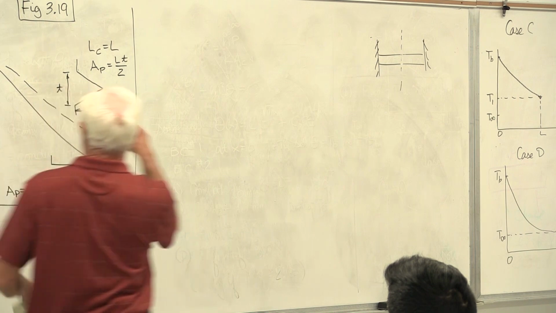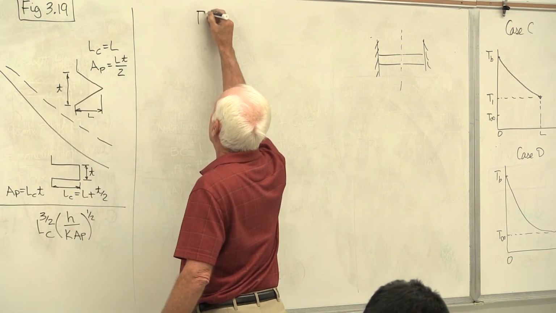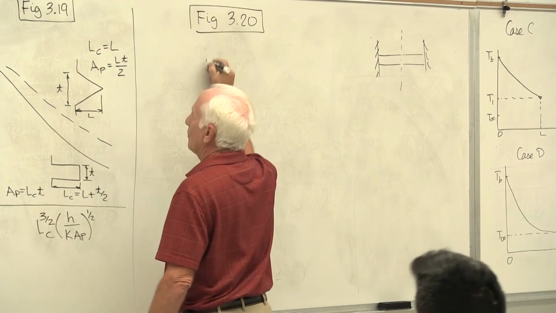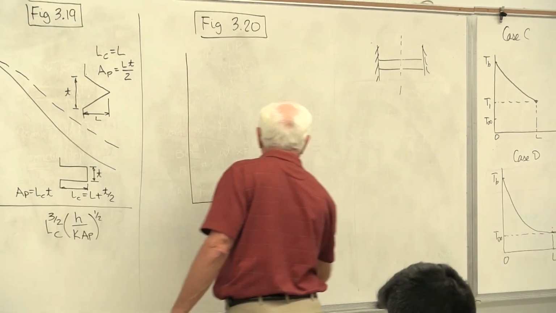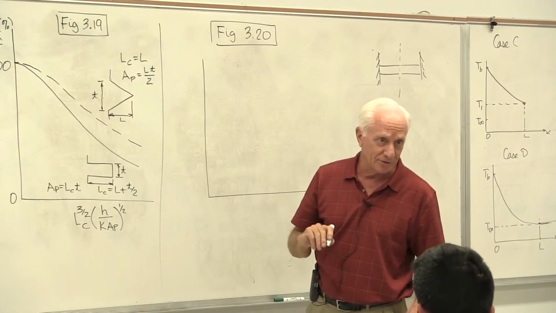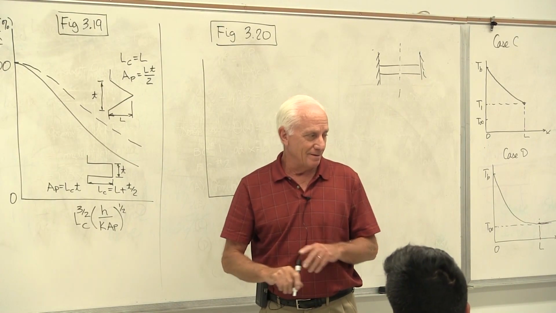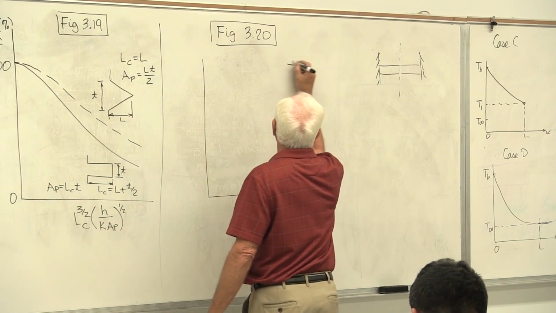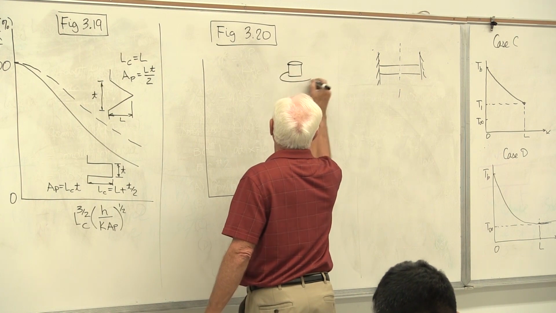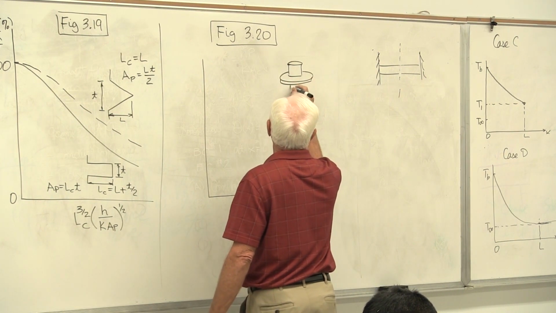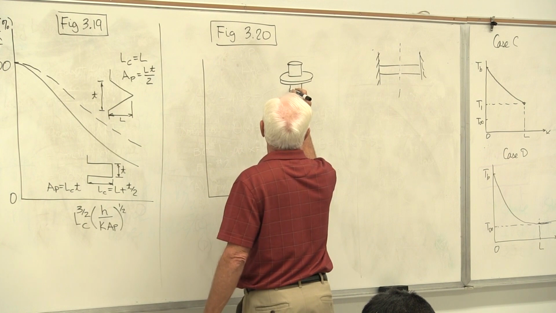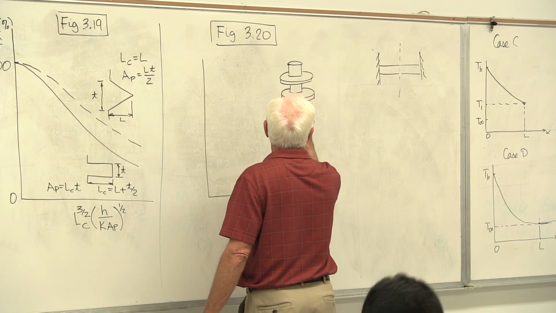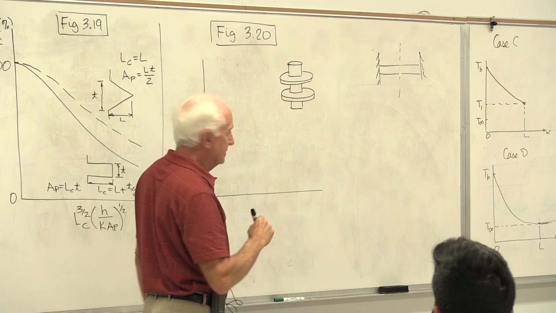So we can get A to F here. Figure 320. Now we have fins attached to motorcycle cylinders. They're round fins, called circular fins. So they look something like this. They're attached to tubes, sometimes to the cylinder of an engine. So there are your circular fins.